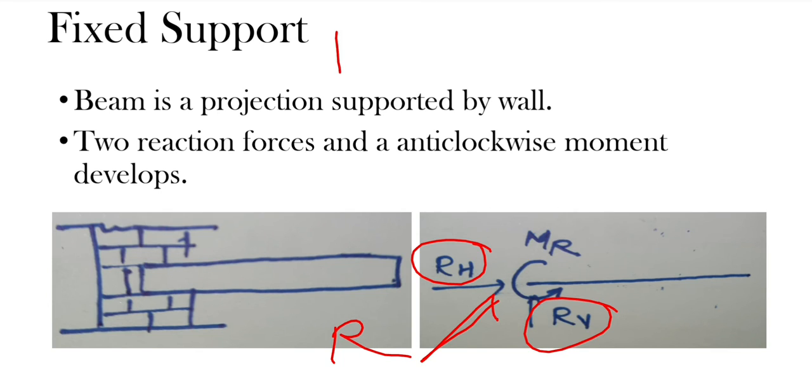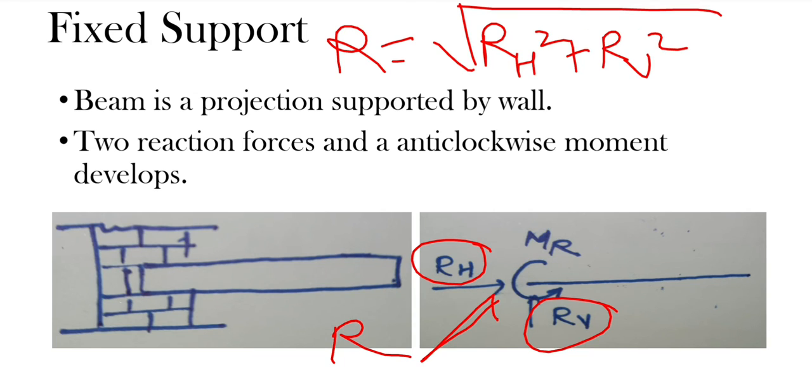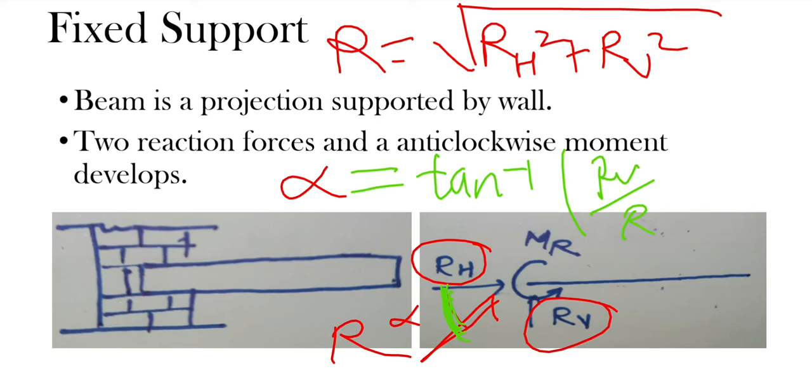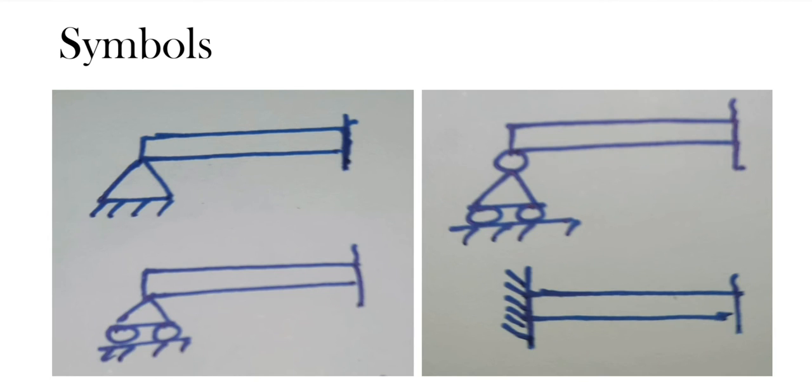And we can also find a resultant R of RH and RV. How will we find it? In the last slide we saw R is equal to under root of RH square plus RV square, and angle alpha, which angle alpha? This angle alpha is equal to tan inverse of RV upon RH. Okay. And now a last point: there are certain symbols which are given in the question to show various supports.